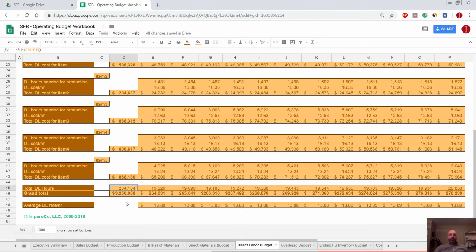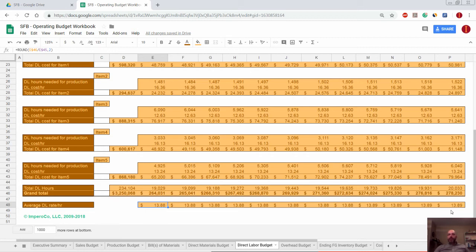Down here at the bottom, we have a total of direct labor hours, which is just a sum of the hours needed for production, total by month and total for the year, then a grand total of labor costs by month and for the entire year. And then finally, this is kind of a weighted average direct labor rate. It's the amount we plan to spend divided by the number of hours. You can see that's pretty consistent across the year, but generally climbs.